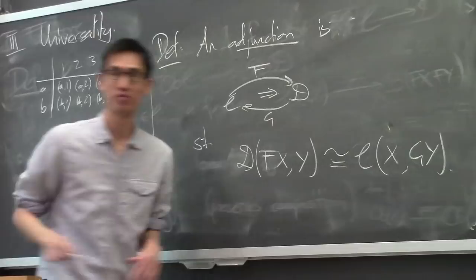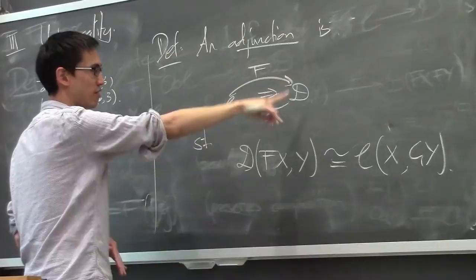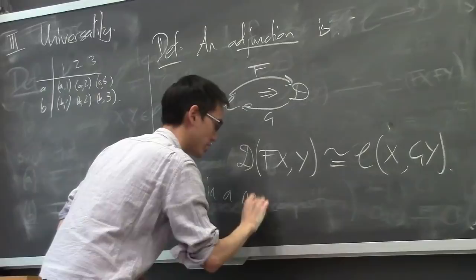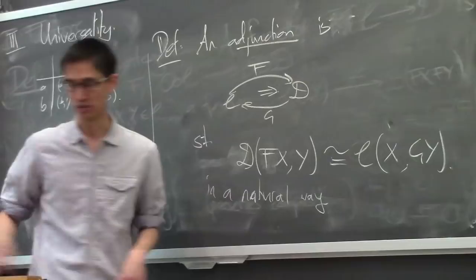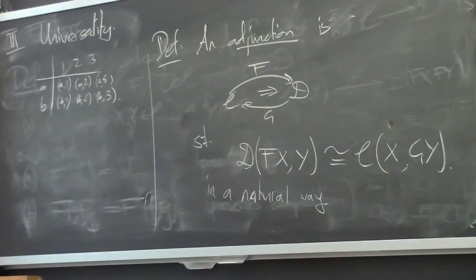All right. So an adjunction is a pair of functors in opposite directions, such that we have bijections between Hom sets in a natural way, where natural is captured by this notion of natural transformation. So this is a generalization of the definition of Galois connection.